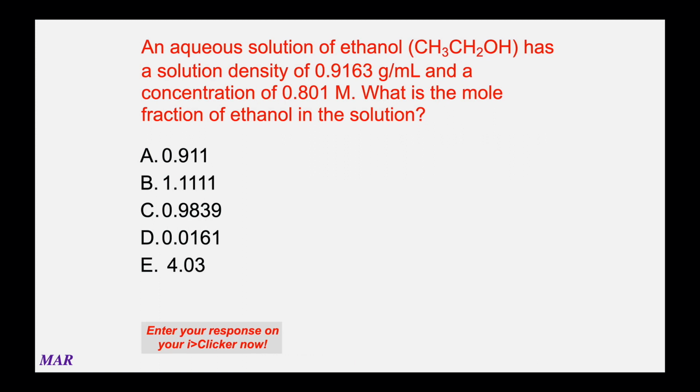Good to go. In this problem, an aqueous solution of ethanol has a solution density of 0.9163 grams per milliliter and a concentration of 0.801 molarity. What is the mole fraction of ethanol in the solution? Okay, so in this problem, you're going from a molarity to a mole fraction. Anytime you go from molarity to mole fraction, weight percent, or molality, you need that density of the solution, or if you're going the opposite direction. So we didn't need a density in the first problems, but when it comes to molarity, we certainly do.